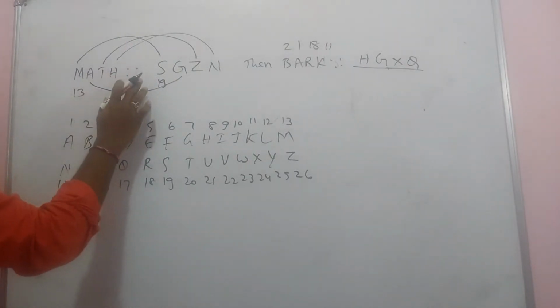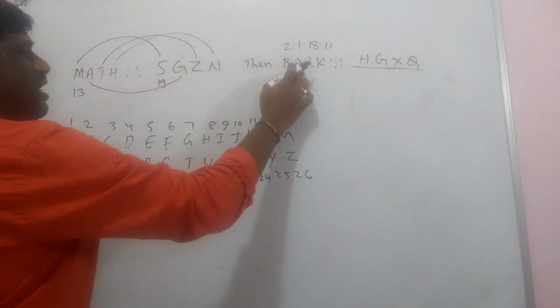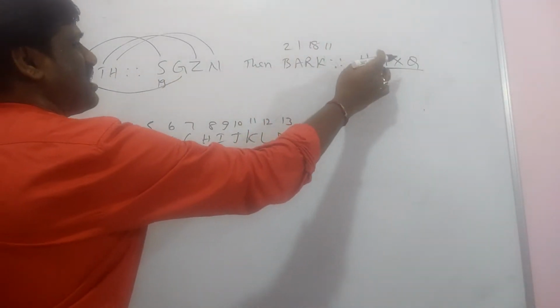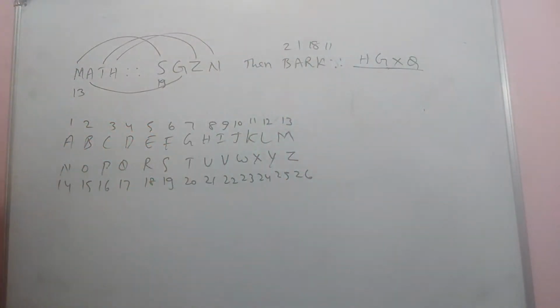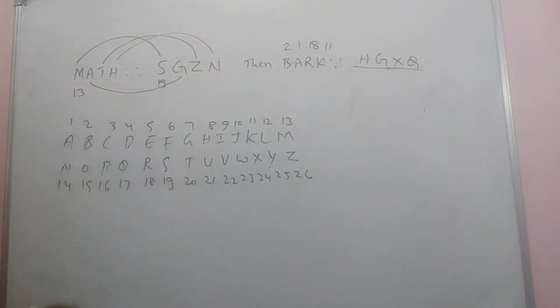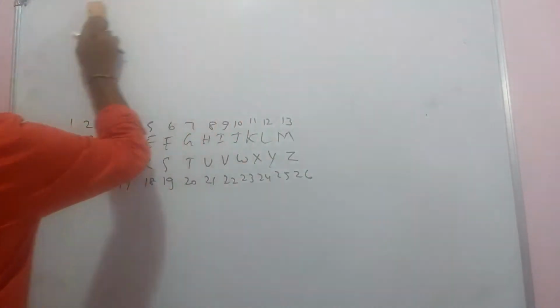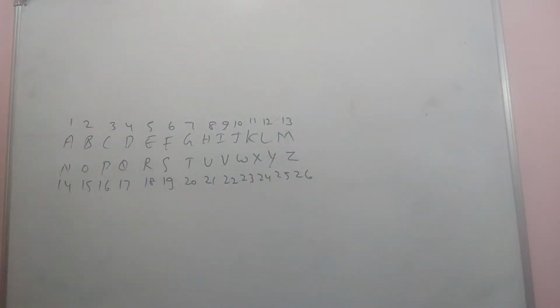So if MATHS is coded as SGZN, then BARK is coded as SGXQ. So like that, you will find the coding and decoding language. So coding decoding will be done like this. Okay, for example, I'll explain a few more. These are called corresponding letters.